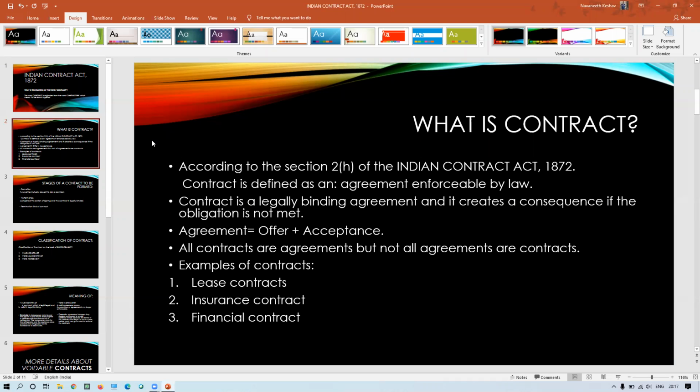According to Section 2(h) of the Indian Contract Act 1872, a contract is defined as an agreement enforceable by law. An agreement is nothing but offer plus acceptance. A contract is a legally binding agreement. It creates a consequence if the obligation is not met, which means if two parties have agreed to do something, like let's say I have agreed to sell my property to you, and if I don't do that, it becomes an illegitimate activity. So all contracts are agreements, but not all agreements are contracts. Note this is a very important point. Examples of contracts are lease contract, insurance contract, finance contract, and we can keep on listing.